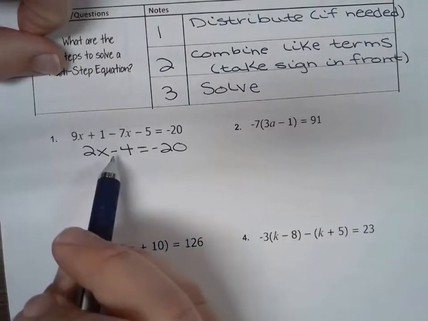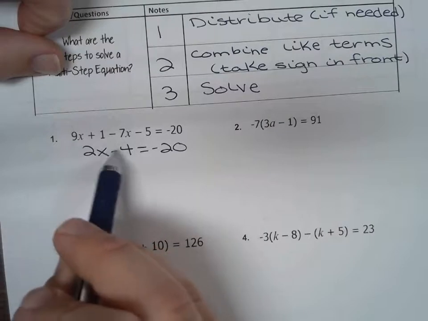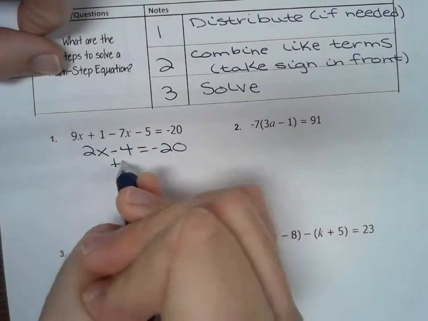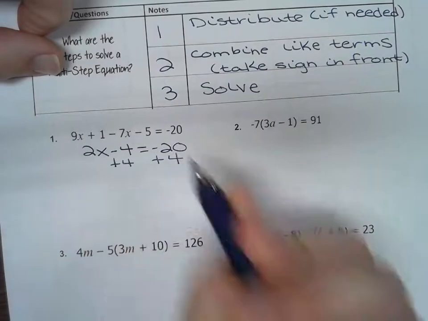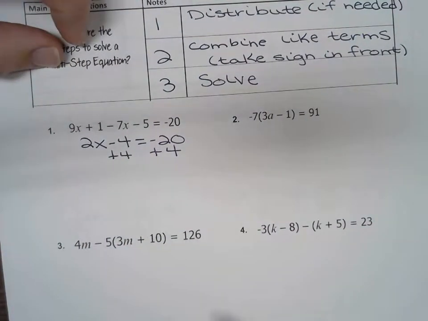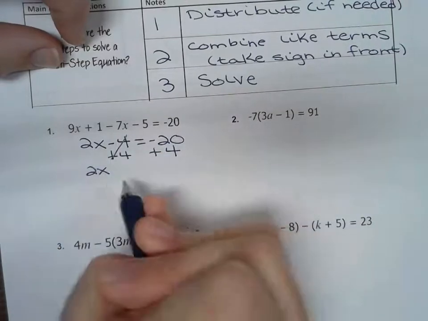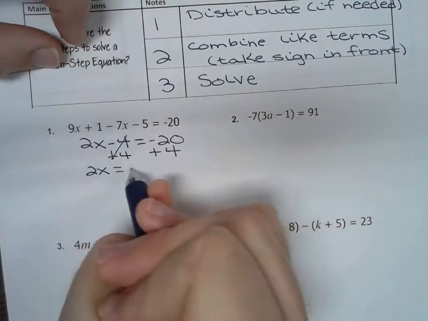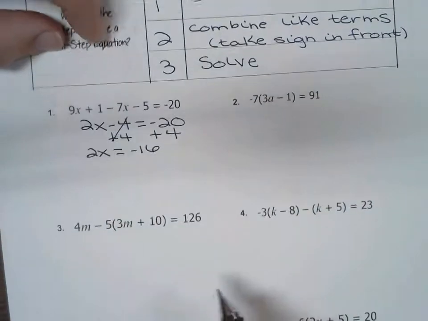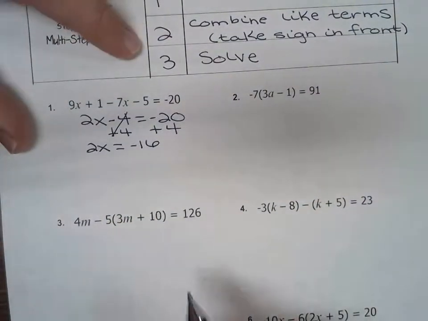So now you take care of the constant first, so the number furthest away from the x. Now we do opposite because we're moving it to the other side of the equal sign, because we're trying to cancel it out. So 2x, negative 4 plus 4 is gone. Negative 20 plus 4 is negative 16. Again, use a calculator if you need help with the positive and negative operations.